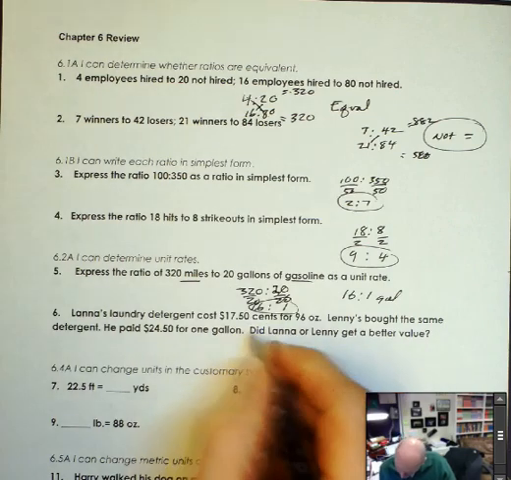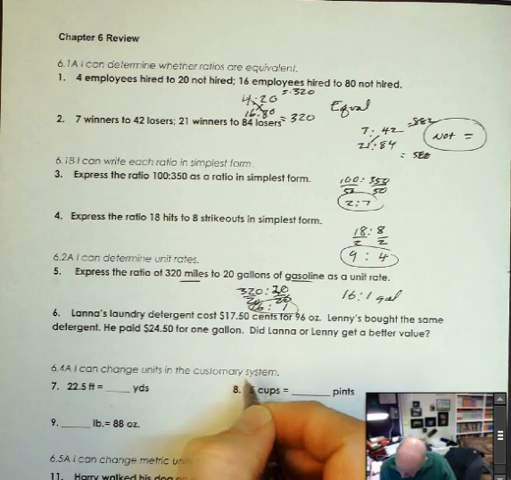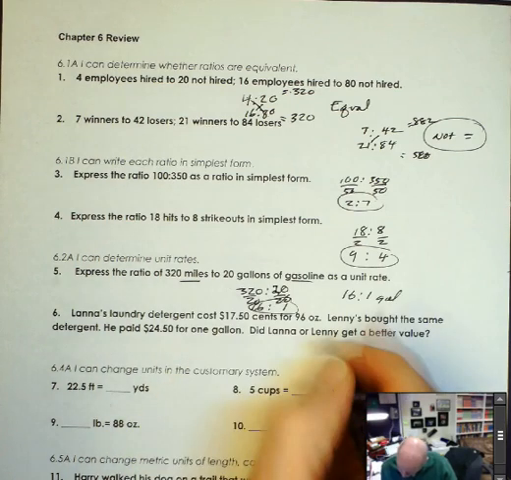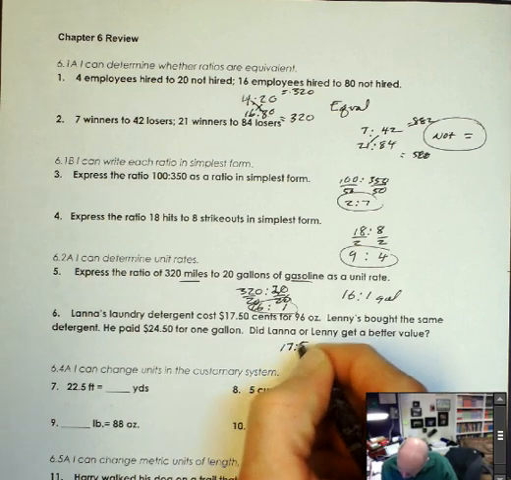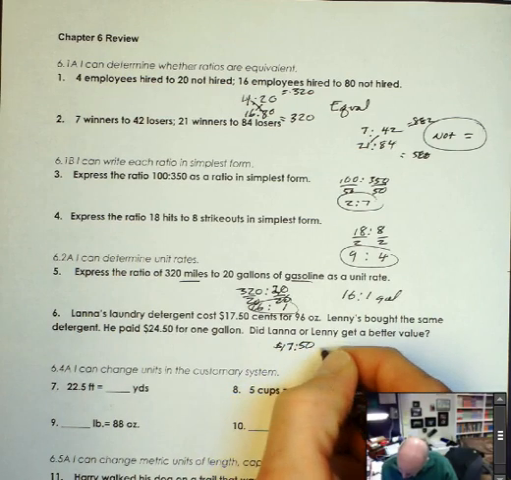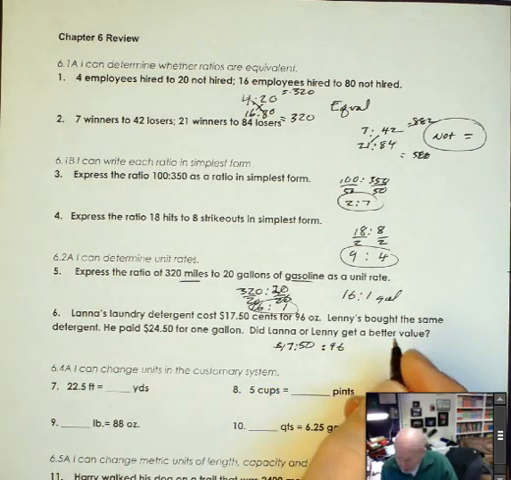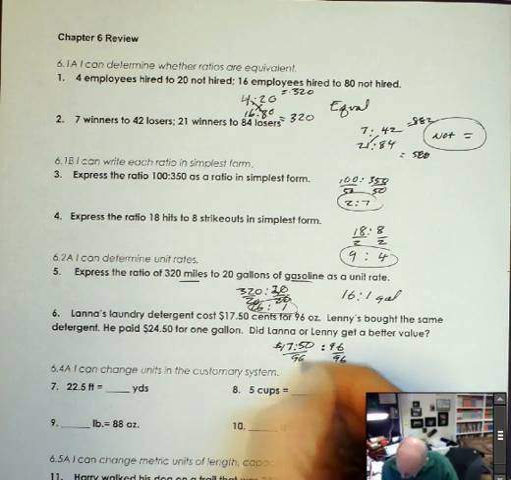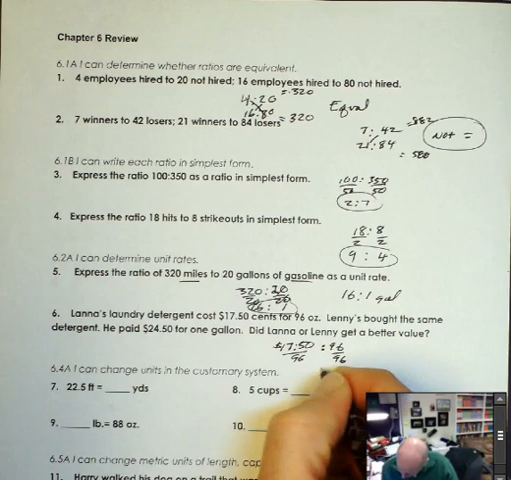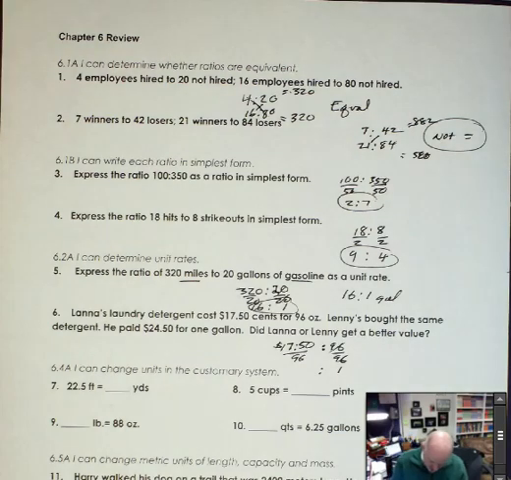All right, so this one here, Lana bought laundry detergent and Lenny bought some. They got different sizes. So this guy, Lana bought it for $17.50 for 96 ounces. So we have to get that down to a unit rate. We're going to go ahead and divide by 96, because we want to get this down to a rate of 1, since 96 divided by 96 is 1.